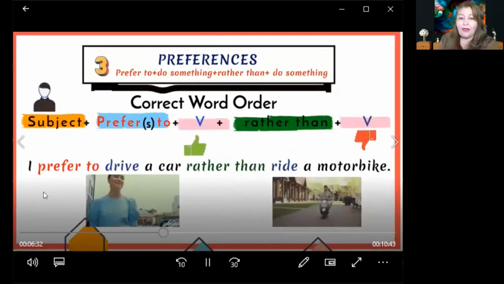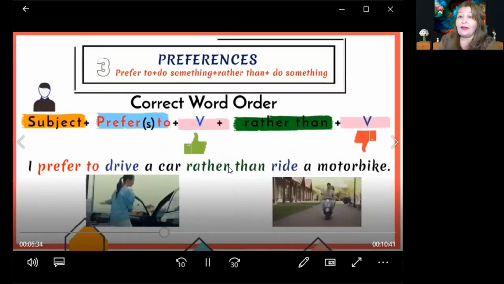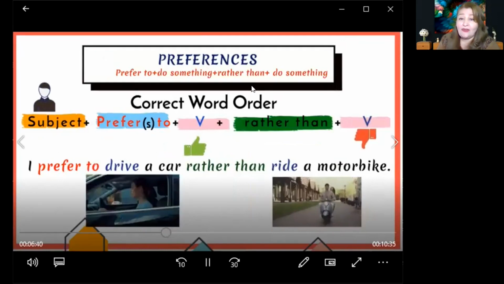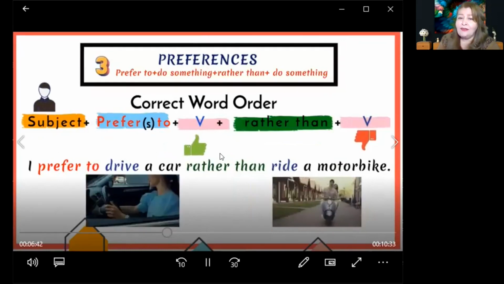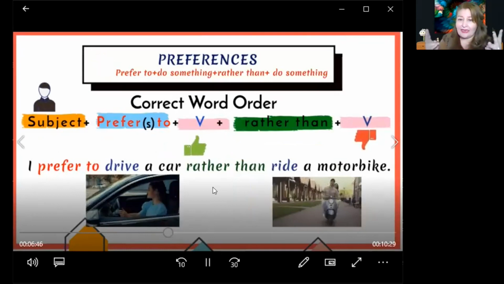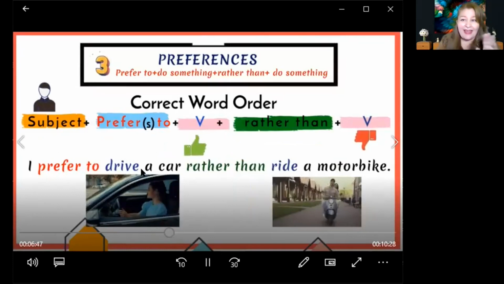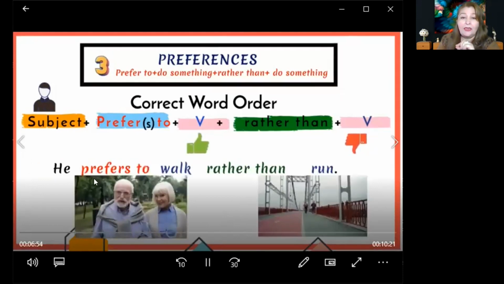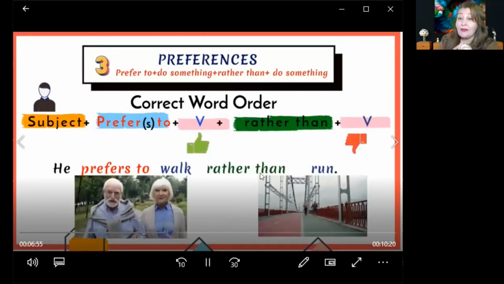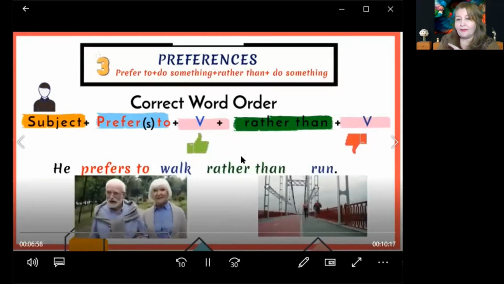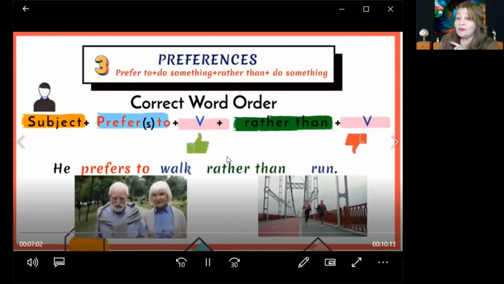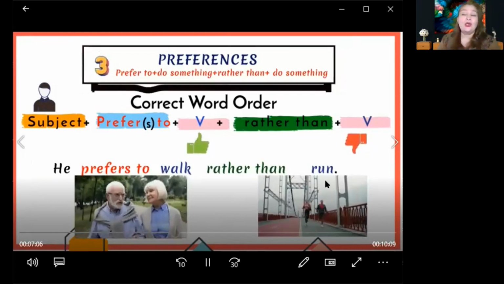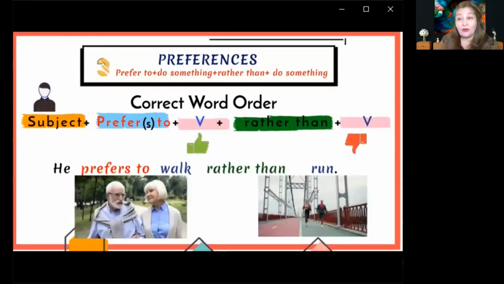And another example, I prefer to drive a car rather than ride a motorbike. Here we use the structure rather than. Rather than compares two things, but this time we do not add an ing after the verb. We use the basic verb here. He prefers to walk rather than run. Okay. So we compared his preference.